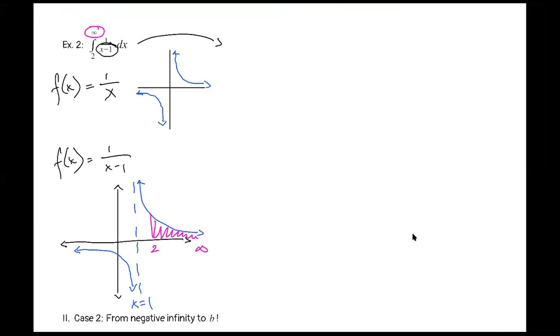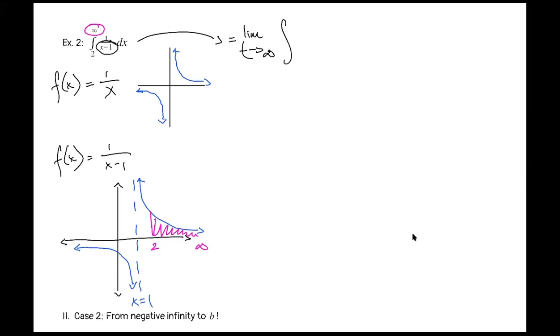Exponent, exactly. The fact that it's squared on the bottom, such a small detail, means that it drops faster. So this one, let's take a look at what happens if we apply that limit. We get the limit as t approaches infinity of the integral from 2 to t of 1 over x minus 1 dx.